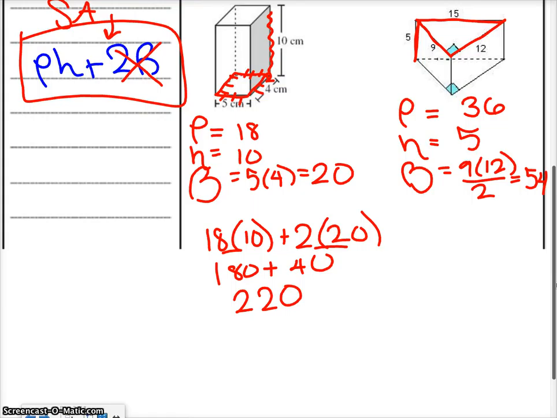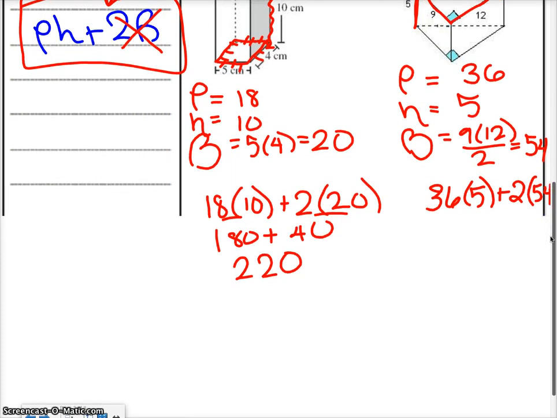Plug it all in. Ph, 36 times 5 plus 2B. I don't know what 36 times 5 is. 180. Plus 2 times 54 is 108. So 380, just kidding, 288 is the surface area of my triangular prism.